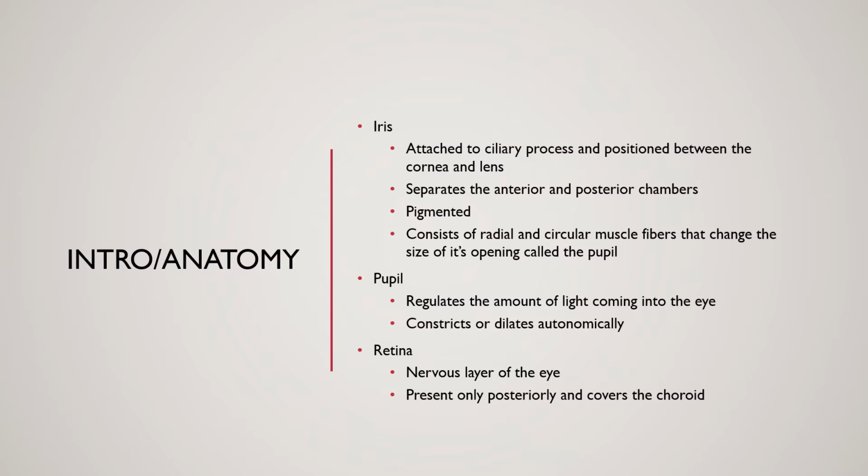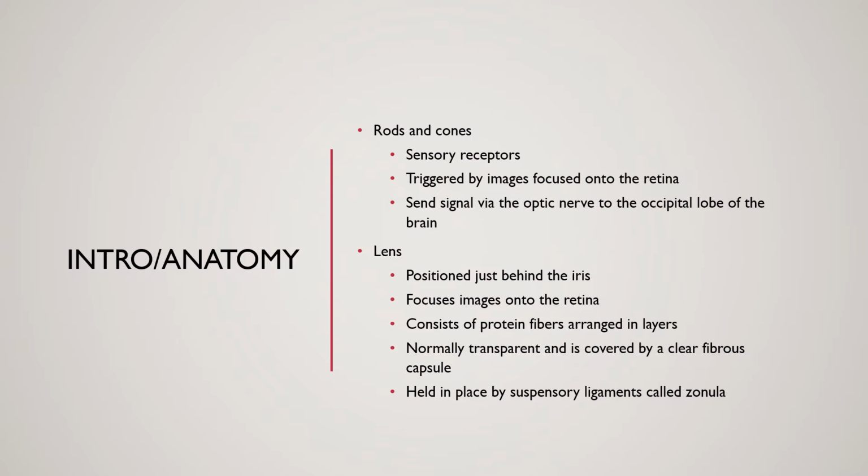The retina is the nervous layer of the eye, present only posteriorly, and it covers the choroid. Then we have our rods and cones. These are our sensory receptors. They're triggered by images that are focused onto the retina, and they send a signal via the optic nerve to the occipital lobe of the brain.